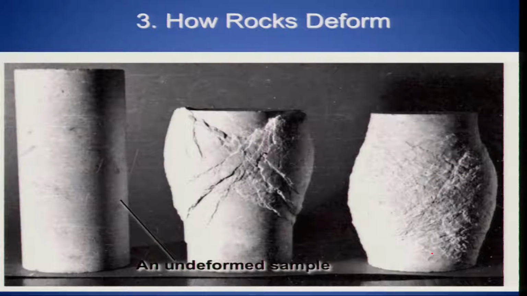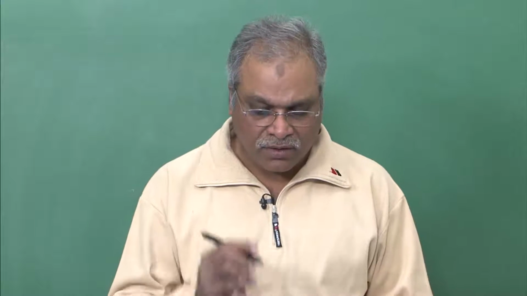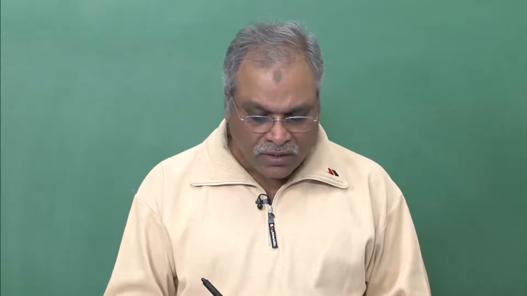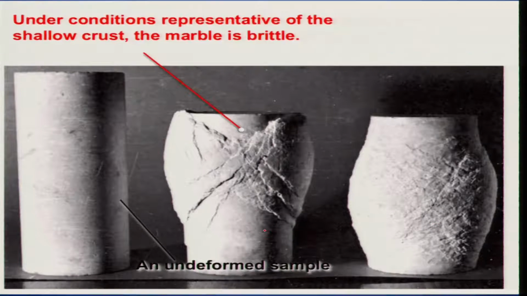This is an example of how rock deforms, and the rock will behave differently at different levels or depths within the earth's interior. Now, this is an example of an undeformed rock cylinder here, and this is deformed, and it is not completely fractured. Why it is happening so, we will talk about in the next slide.